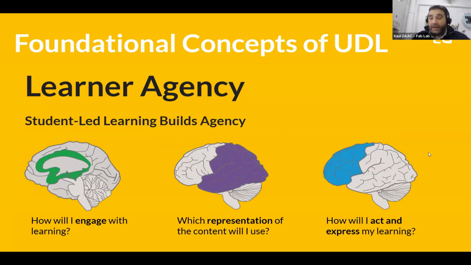how will I engage with the learning? Okay, how can we design to engage our learners? Which representation of the content will I use? If we give multiple representations of content, they can then choose. And how will I act and express my learning? Also give some different options so they can express themselves. Sometimes a prototype is the best way. Sometimes it's a presentation. Sometimes maybe it could be a podcast. I mean, give as many options as possible so the learner can develop this agency.